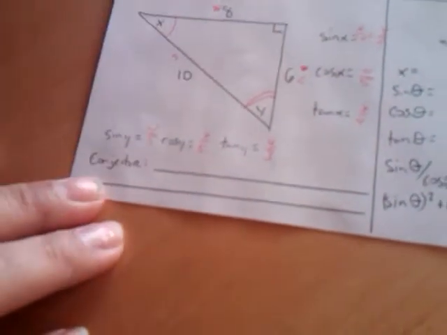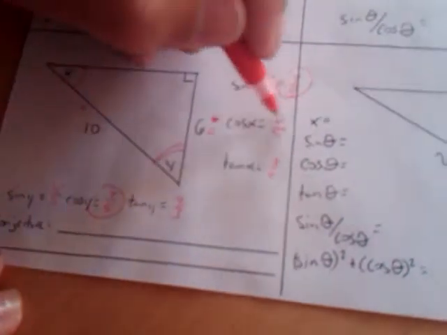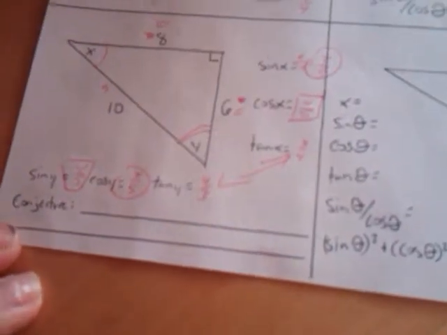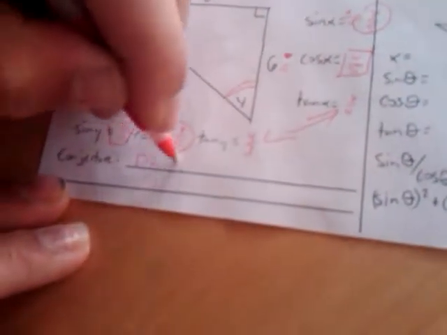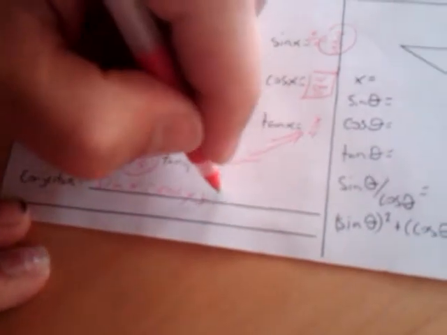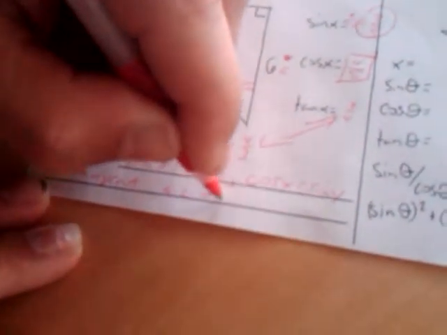So the conjecture, well, what I notice is that this is equal to this. In other words, the sine of x equals the cosine of y. The cosine of x equals the sine of y. And if you look at the tangents, they're reciprocals of each other. So sine x equals cosine y, comma, cosine x equals sine y, and tangents are reciprocals.